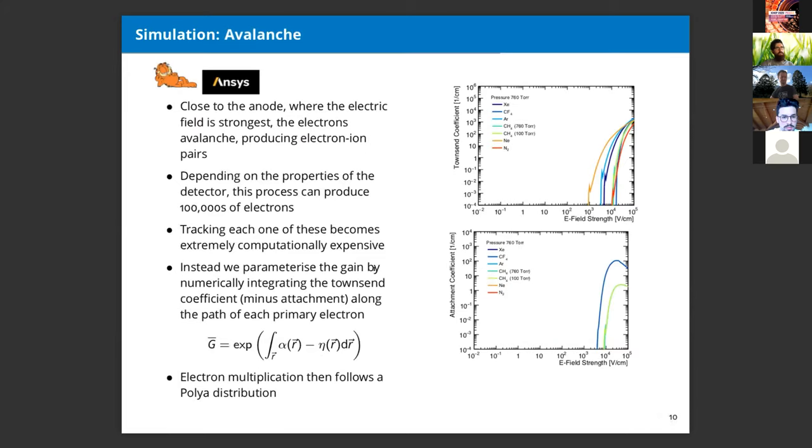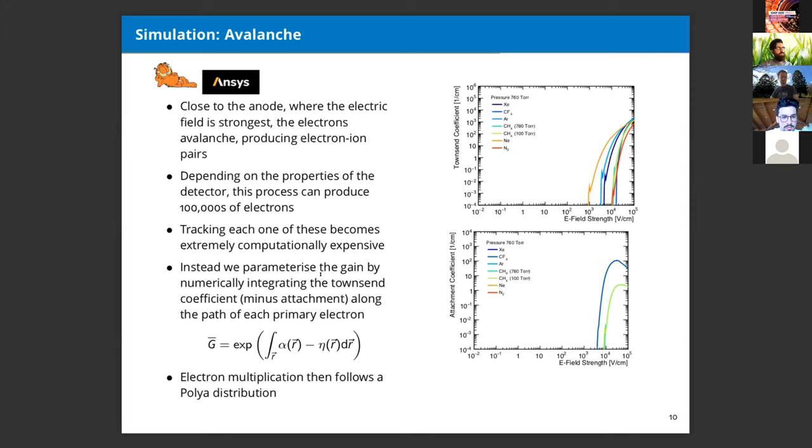Once we reach the central region of the detector, that's when the avalanche starts. So this is where the electrons produce many electron-ion pairs. Depending on exactly the properties of the detector, this process can produce several tens of thousands or even hundreds of thousands of electron-ion pairs. And if we were to track each individual electron-ion pair that was produced, this would become extremely computationally expensive. So for a single event, we'd have to track perhaps millions of individual electrons. So we don't do that. We use a bit of a trick.